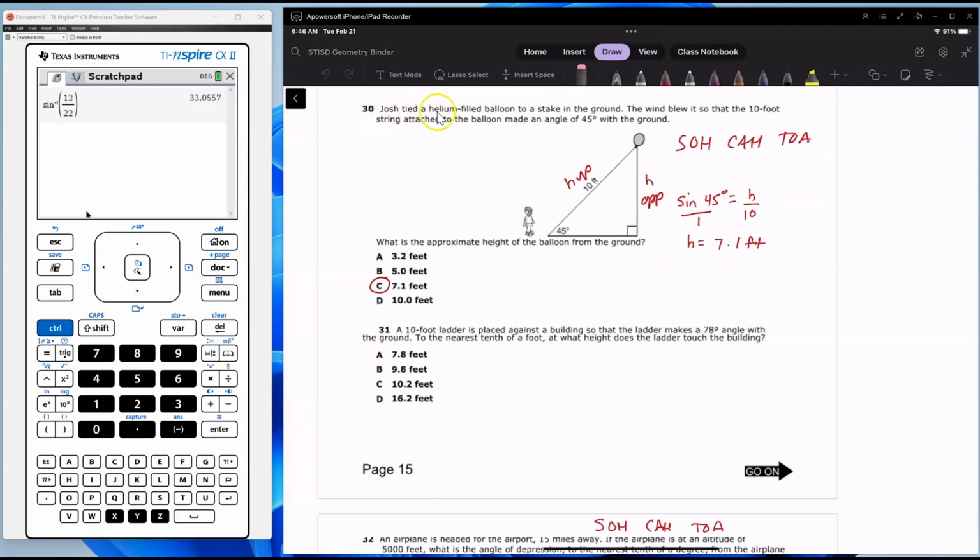Josh tied a helium balloon to a stake. The wind blew it so that the 10-foot string attached to the balloon made an angle of 45 degrees. So that's angle of elevation. So we know that we're going to have the opposite and the hypotenuse. So sine of 45 is equal to h, which is the height, over 10. You cross multiply, so your answer is 7.1 feet.